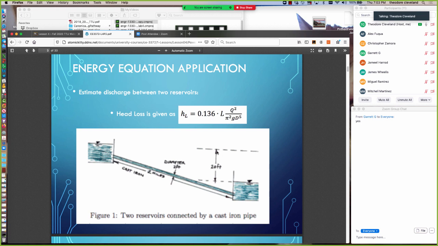So the next question we ask ourselves, do we know the value of L? And that would be yes, it's 2 miles, which is 10,560 feet. And do we know the value of diameter d? Also yes, it's 2. So now our problem becomes 20 equals 0.136 times 10,560 times q squared divided by pi squared g 2 to the 5th power. The only unknown in that expression is q. So we could solve directly for the discharge in that instance. We'll return to this picture in a little bit.